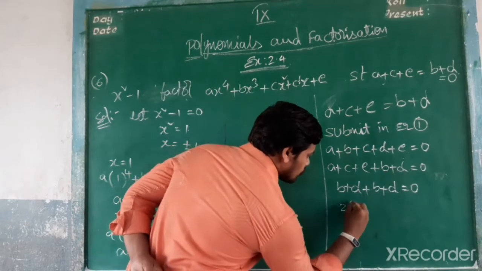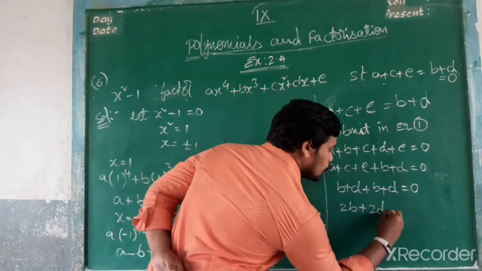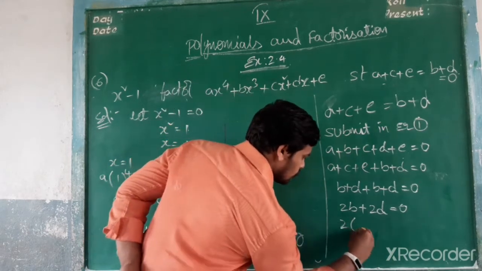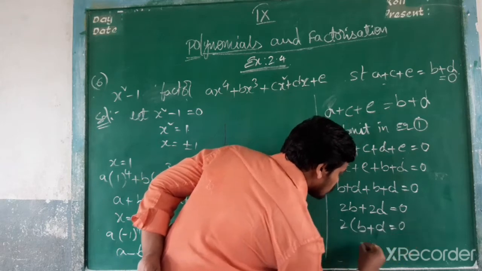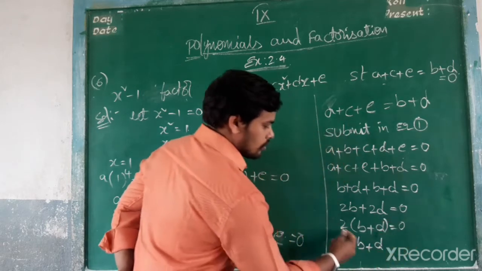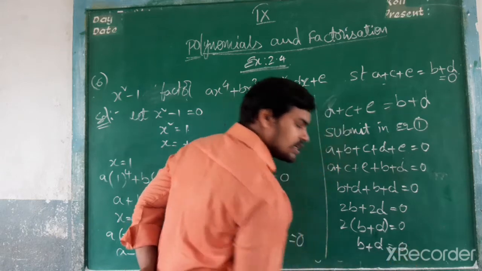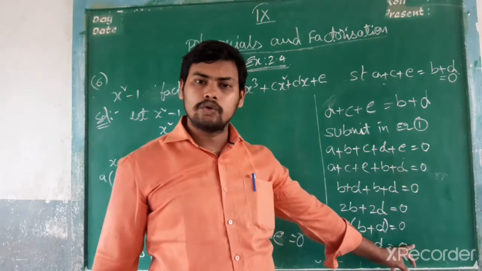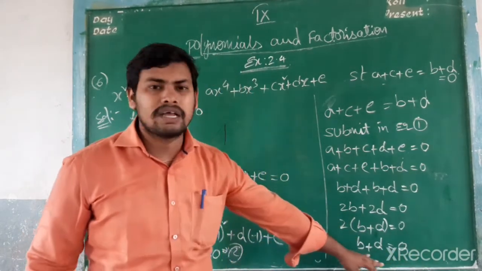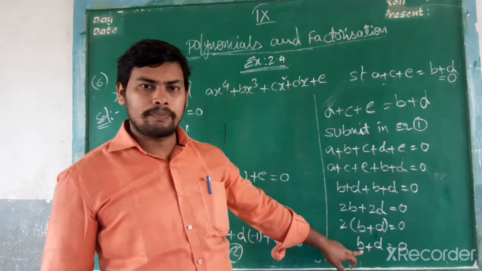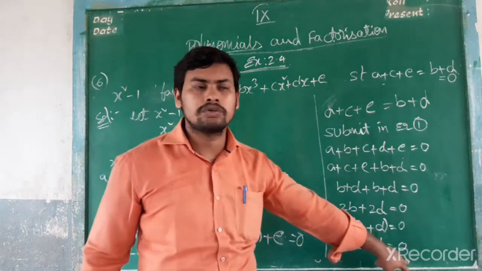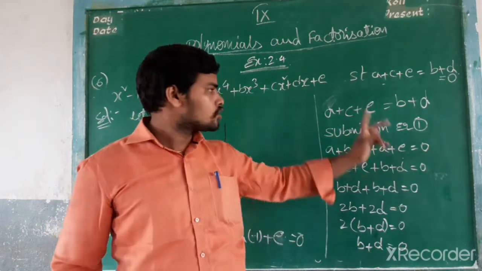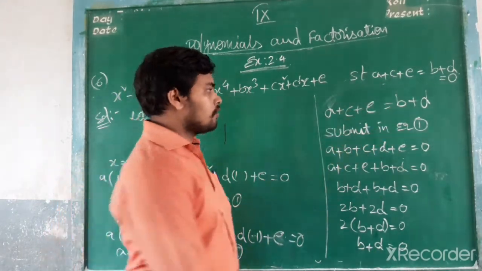b plus b is 2b, d plus d is 2d. The result is 0. What is the common factor here? 2 is the common factor. 2 into b plus d equal to 0. So b plus d equal to 0 by 2. The result is 0, moving 2 to the right hand side, that's why 0 by 2. 0 by anything is 0. Here b plus d is also 0. We already know that b plus d equal to a plus c plus e. So b plus d is 0, so a plus c plus e is also 0.